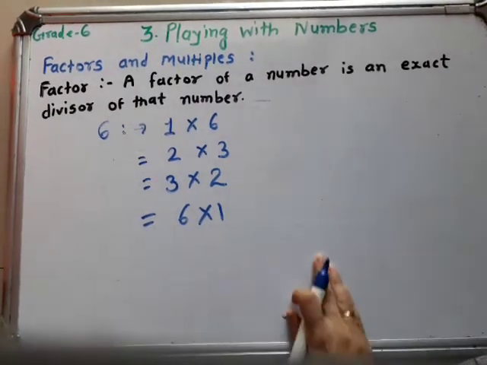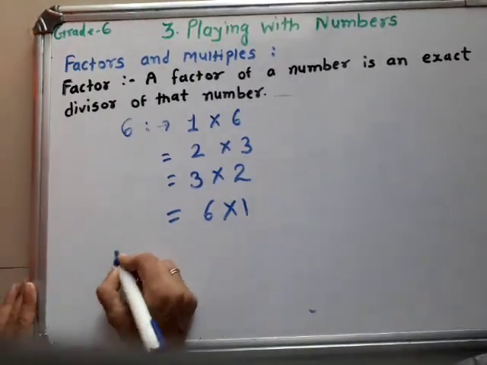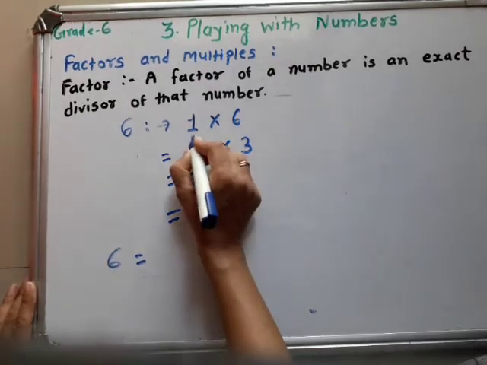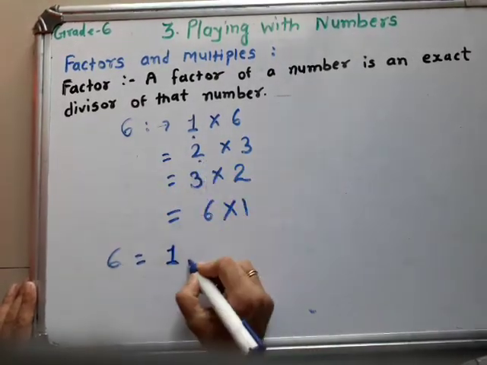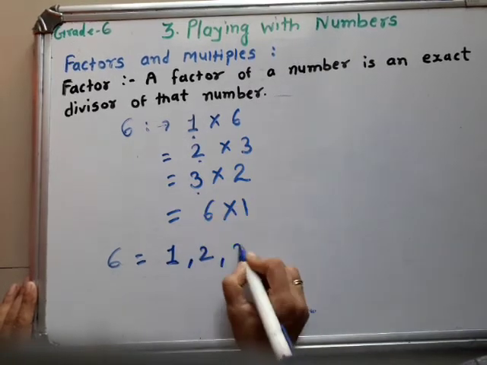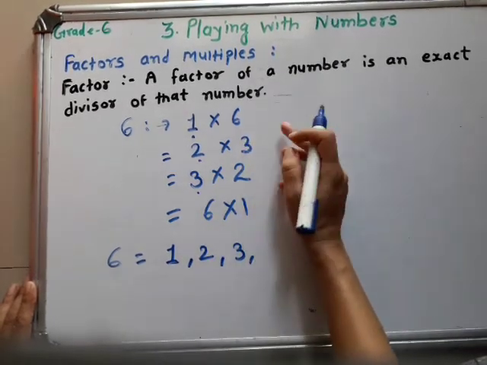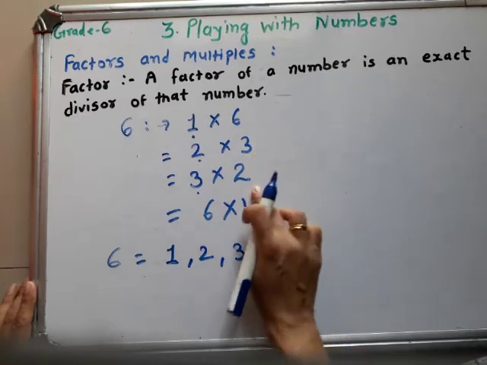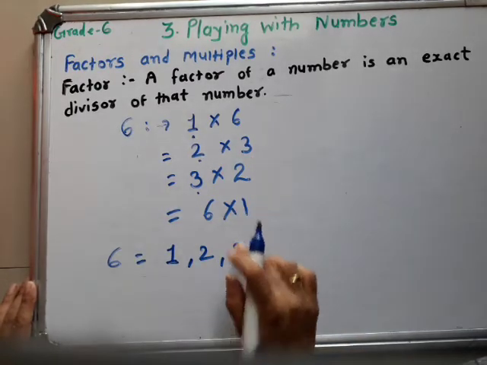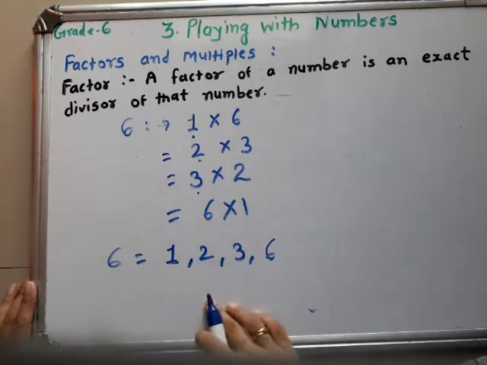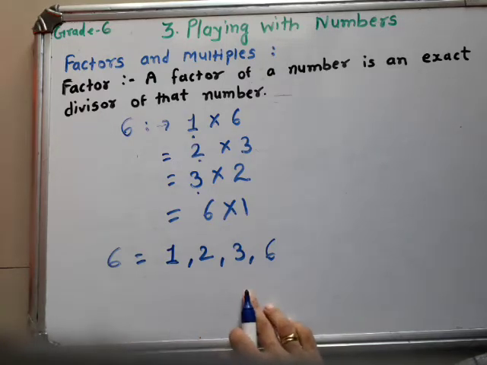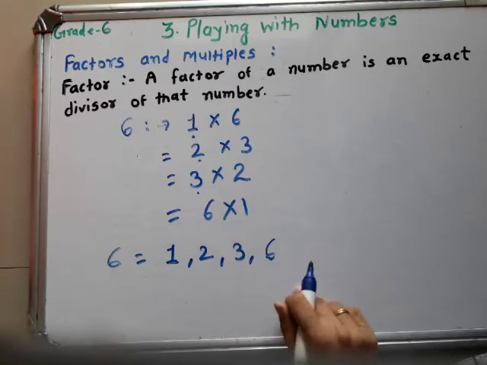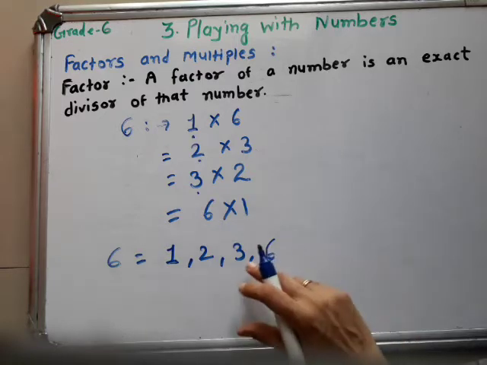Now we take another example. So what are the factors of 6? 1. We take it only one time. This is 2. Then 3. Here is no 4. 2 and 3 we already took here. So we take here 6. So what are the factors of 6? 1, 2, 3 and 6. These are the factors of 6.